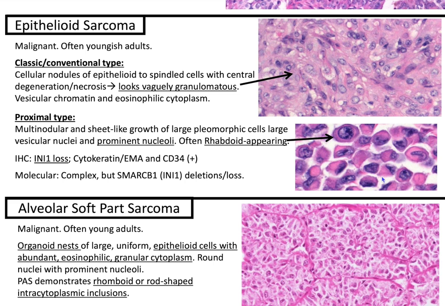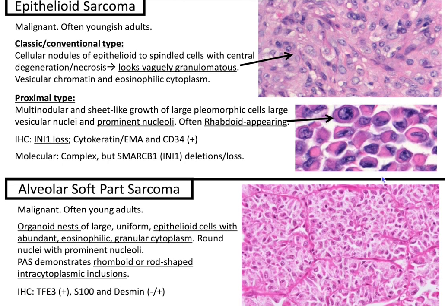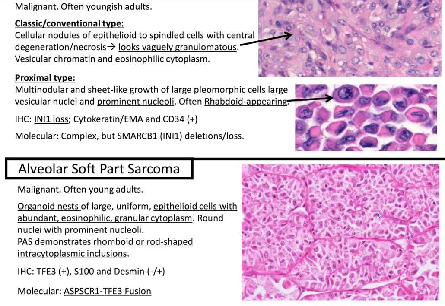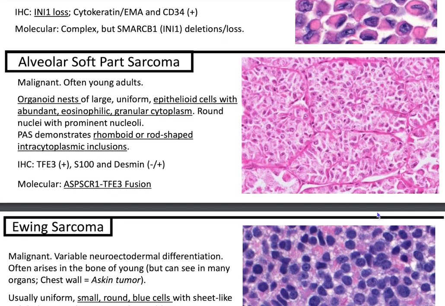Cytokeratin, EMA, and CD34 will be positive. Molecularly, it's complex, but it has that SMARCB1 INI1 deletion. Alveolar soft part sarcoma: these are malignant, often in young adults. It has this organoid, hence alveolar, nest of large uniform epithelioid cells with abundant eosinophilic granular cytoplasm. You'll have round nuclei with prominent nucleoli, and PAS demonstrates rhomboid or rod-shaped intracytoplasmic inclusions.